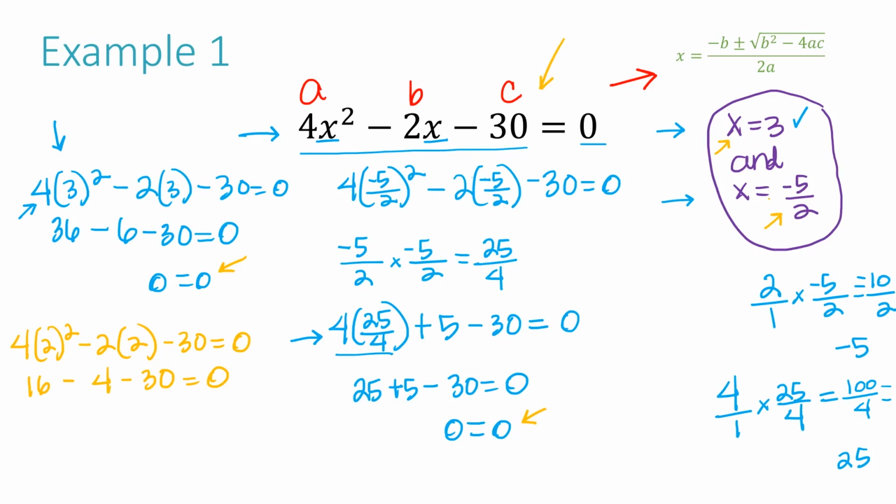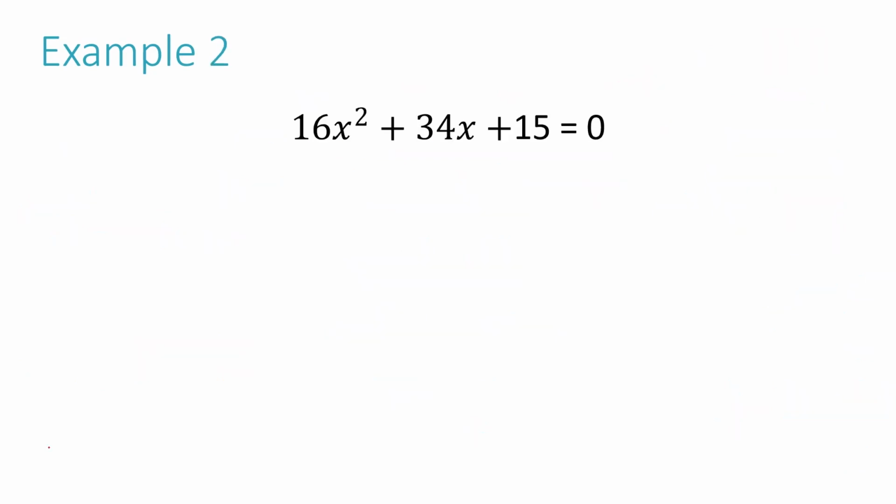Now let's take a look at example number 2. Again, I want to start off by writing my quadratic formula up at the top. Then I want to clarify my a, b, and c values. A is 16, b is a positive 34, and c is a positive 15. I'm going to rewrite those over here to the side. A is 16, b is 34, and c is 15.